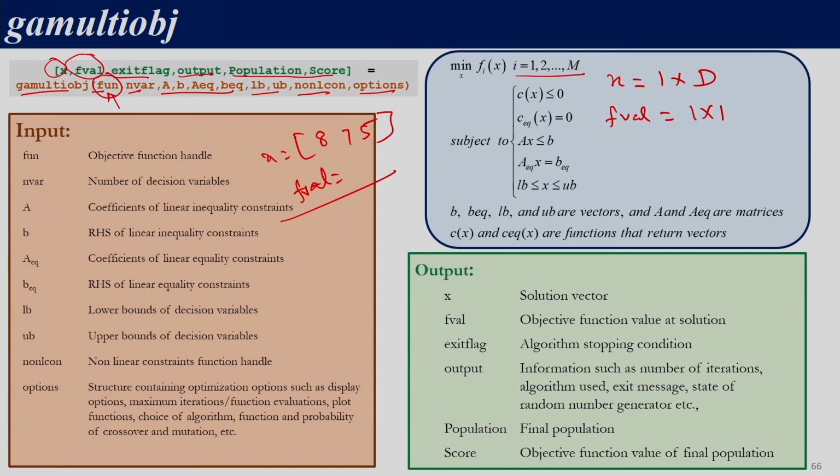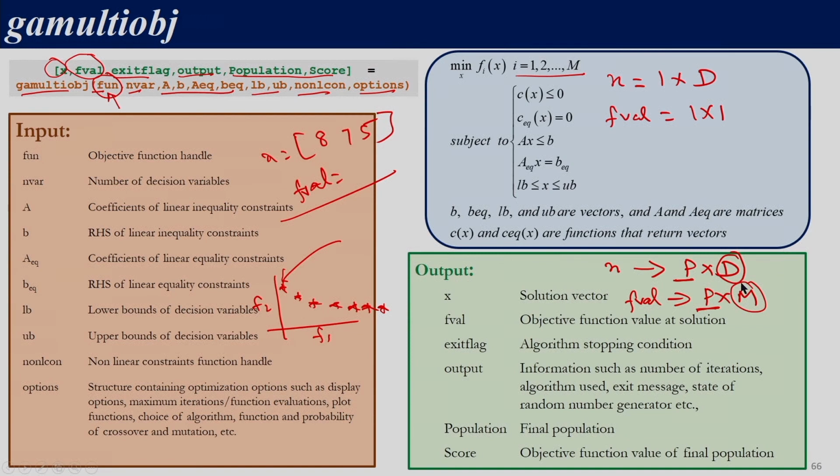In case of a multi-objective optimization, this x may be a p cross D. D is the number of decision variables, and p is the number of Pareto points. So, remember we discussed Pareto points. Depending upon what your problem is and the performance of the algorithm, you may get any number of Pareto points. So, this is F1 and F2. Each of these points on the Pareto front can be realized by a set of decision variables. So, if there are p such points on the Pareto front, we will get x to be a p cross D matrix, whereas fval would be a p cross M matrix. P because the number of Pareto points is p, and M because the number of objectives is m.